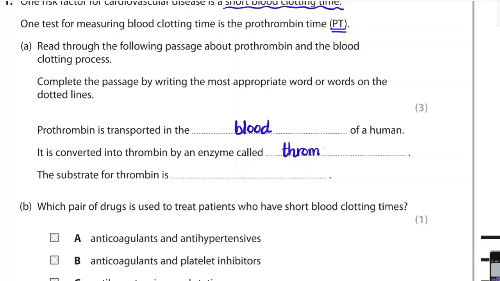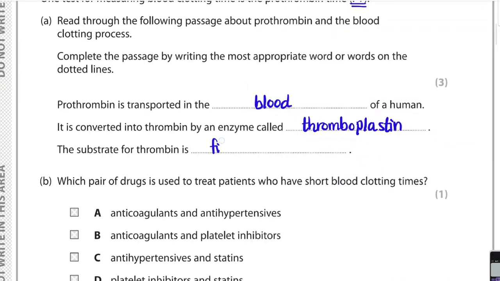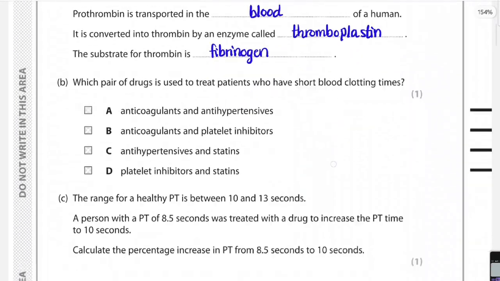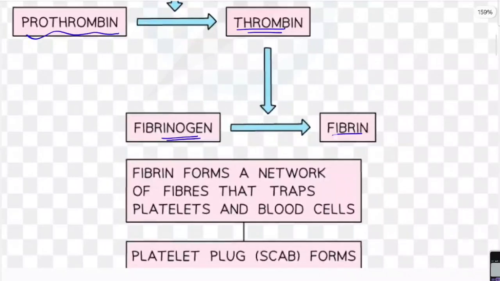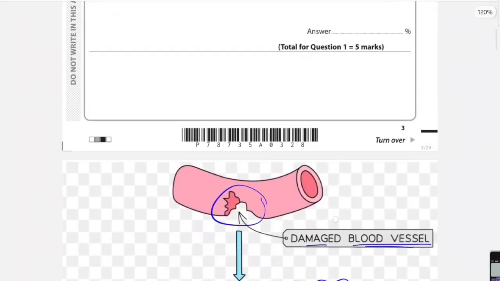The substrate for thrombin is fibrinogen. Thrombin is an active enzyme that converts the soluble protein fibrinogen into the insoluble protein fibrin, which is going to form a network of fibers that traps the platelets and blood vessels, forming the platelet plug eventually.